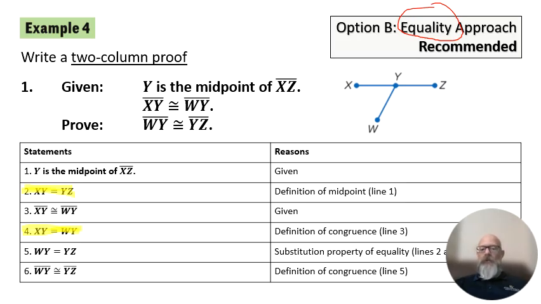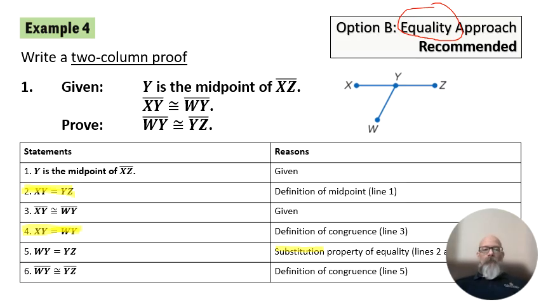What's the property? Substitution, or substitution property of equality is the longer way to say it. Lines 2 and 4. Whenever you use substitution, or transitive property, you have to cite the lines. You don't have to cite all this other stuff here, but line 2 and line 4 for substitution, you have to do that. Okay?